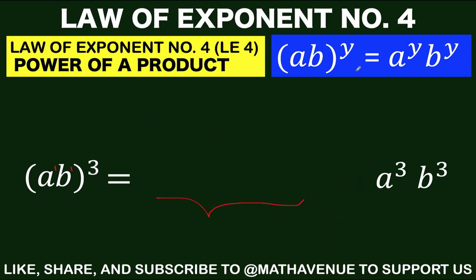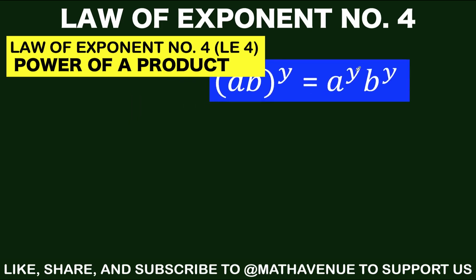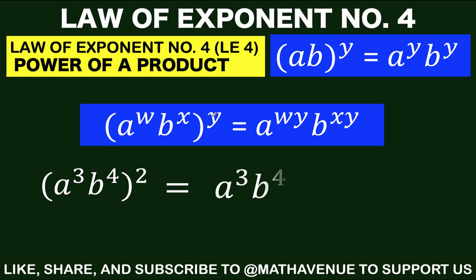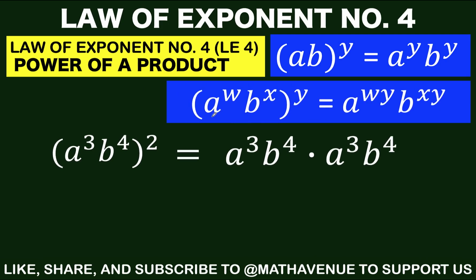Now let's go to case number 2. What if we have an exponential number that is multiplied by another exponential number and both of them are raised to another exponent? Here's an example. The quantity a cubed b to the fourth all raised to the second. So, going back again to the definition of exponent, this is its expansion. Then if we rearrange them, that will look like this.